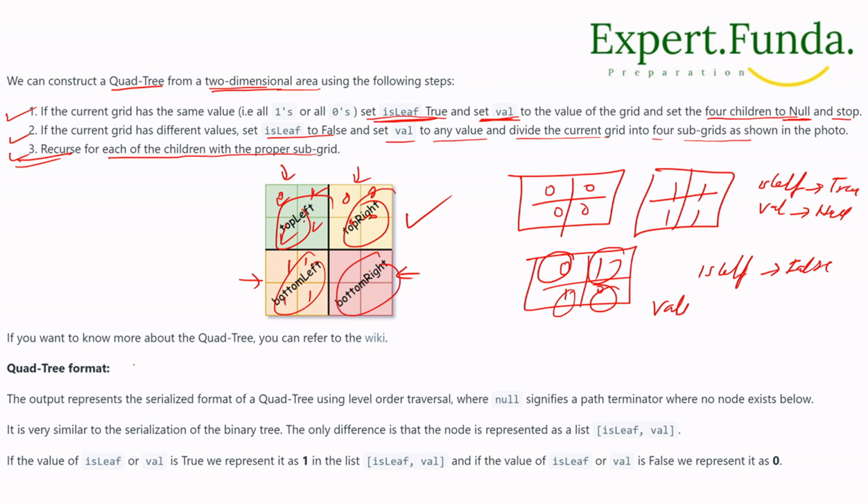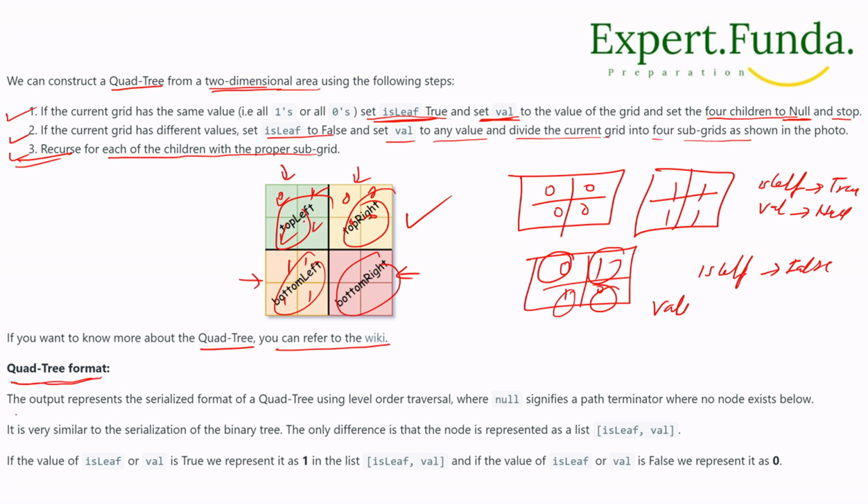Now if you want to know more about the quad tree, you can refer to the Wikipedia that you can see here, right? Or I think you have understood, then fine. Let's understand what the quad tree format is, right? So let's understand the quad tree format.